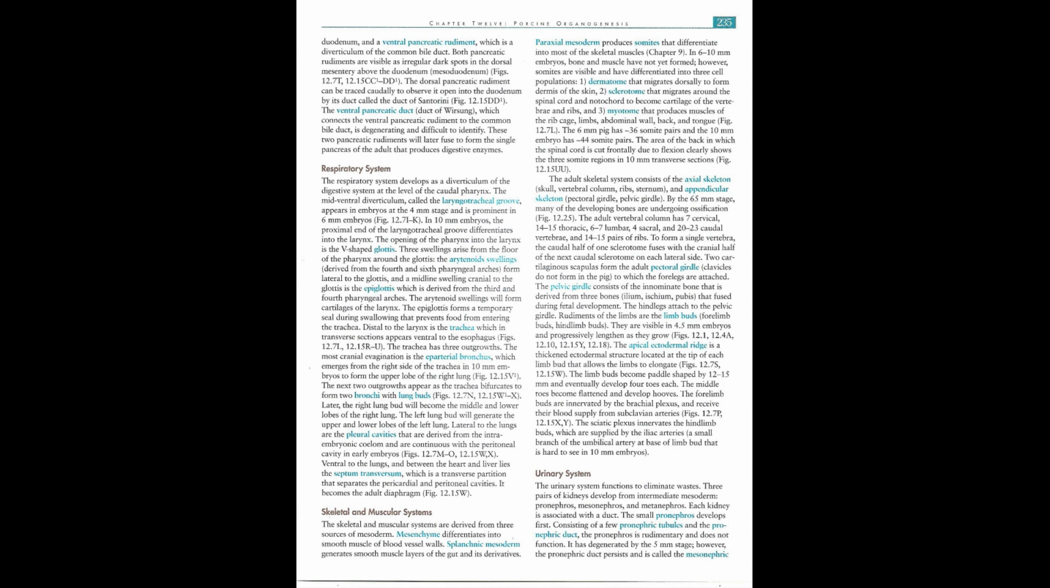Distal to the larynx is the trachea, which in transverse sections appears ventral to the esophagus, Figs 12.7l, 12.15. The trachea has 3 outgrowths. The most cranial evagination is the tracheal bronchus, which emerges from the right side of the trachea in 10 mm embryos to form the upper lobe of the right lung, Fig 12.15 v1.